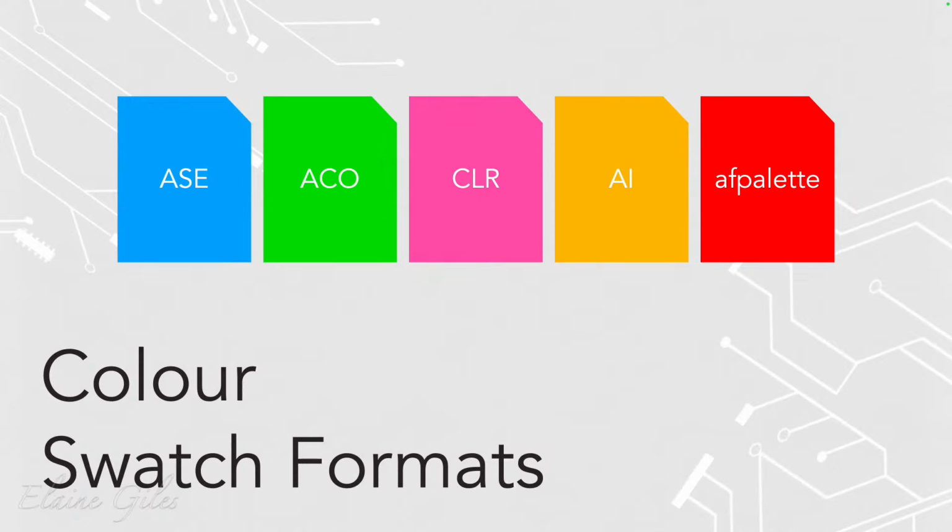Then there's a CLR. That is an Apple colour list, and you're using those already, whether you know it or not, if you're on a Mac. There's a whole range of others, hence AI representing a lot of the others. But there is also an afpalette format, and that is native to Affinity. And it is the way that you can swap colour palettes with colleagues, friends, or just publish them on the internet. That is a very broad overview of what we're going to see.